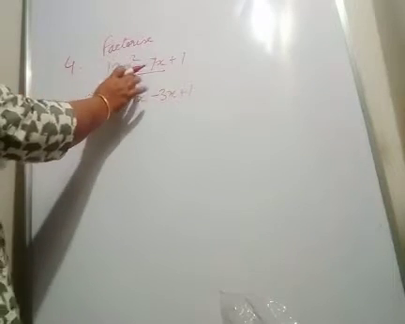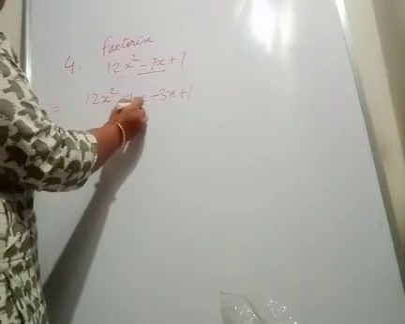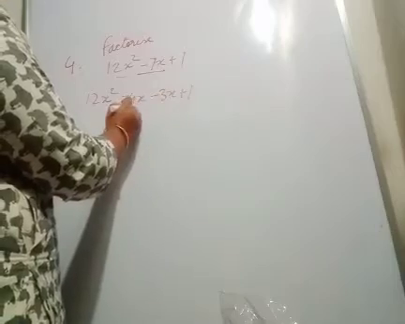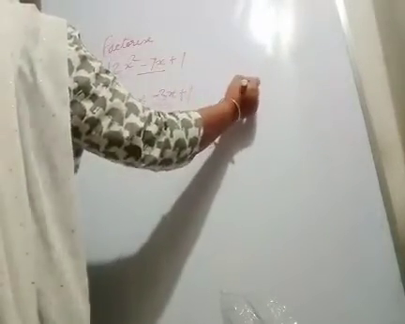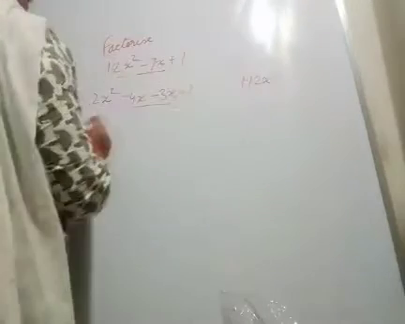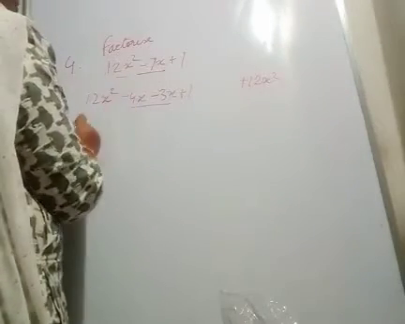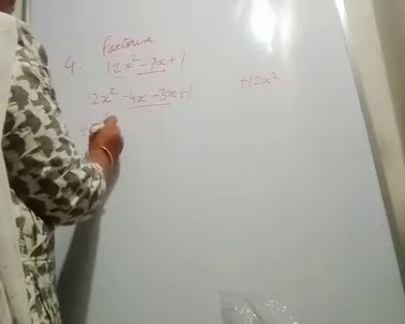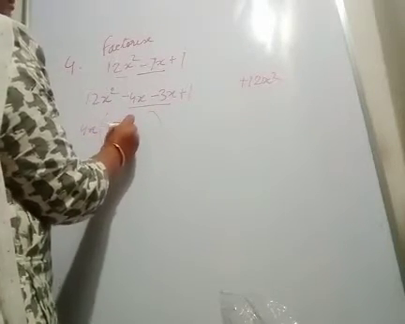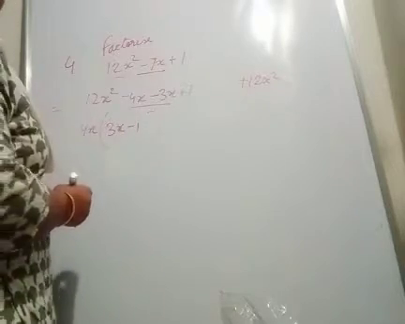So I have split minus 7x into minus 4x and minus 3x. If I multiply minus 4x with minus 3x, it will become plus 12x square. So now from 12x square minus 4x, take 4x as common. Then what will remain in the first bracket? 3x minus 1 will remain in the first bracket.